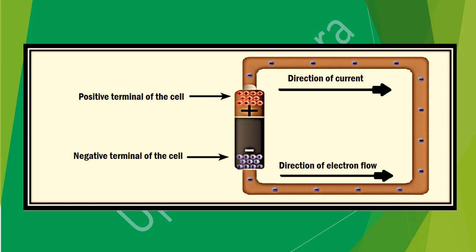Now refer to this diagram. In a cell, there are two terminals, positive and negative. At the negative terminal, electron pressure is greater. So when we connect the two terminals by a conductor, electrons flow from the negative terminal to the positive terminal. Then we say conventional current flows from the positive terminal to the negative terminal.